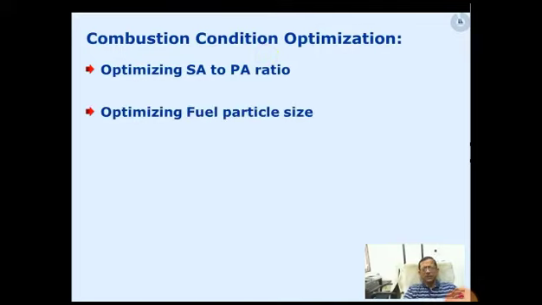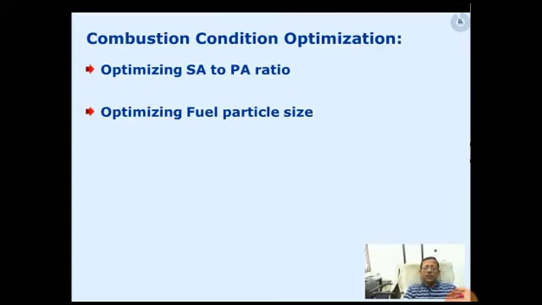The approach would be twofold. One is optimizing the SA to PA ratio: reducing the PA and increasing the SA, thereby increasing the turbulence. And the second thing is optimizing the particle size, right? So these are the two approaches in optimizing the 3T condition. We also need to ensure that the combustion is taking place at the right place. In case of a corner fired boiler, it should be centrally located. It should not go too near to the platen superheaters, the furnace superheaters and the heaters. Those are the things we need to ensure.